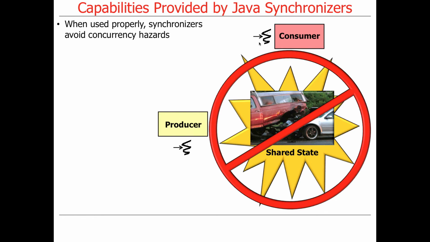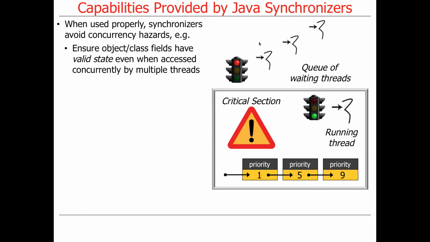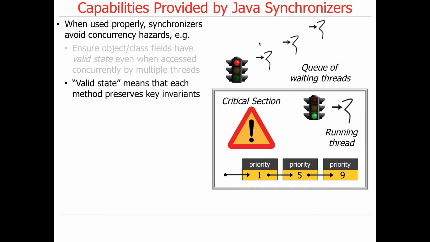When we use synchronization and synchronizers properly, we can avoid various concurrency hazards, things that cause us pain and suffering in our programs. For example, we can use synchronizers to make sure that objects or classes have fields that have the right state, the right values that we expect, even when they're accessed or modified concurrently by multiple threads. So let's take a look at an example. In this case, a valid state means that each method preserves key invariants of the object or class. Let's say object, in this case, an instance of a class. The class objects have certain invariants that need to be preserved. And so the methods have to preserve them. That's how we have programs that work properly.